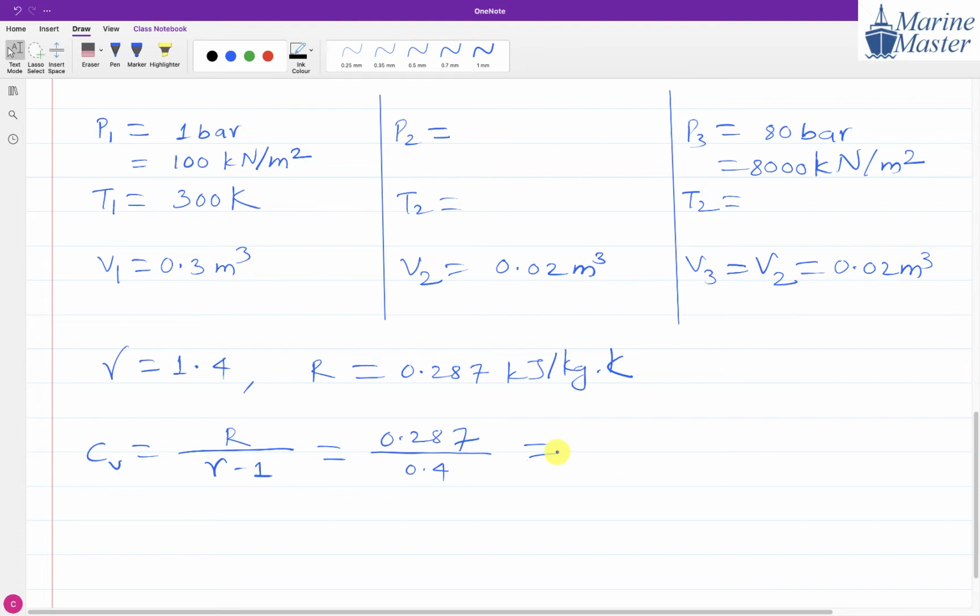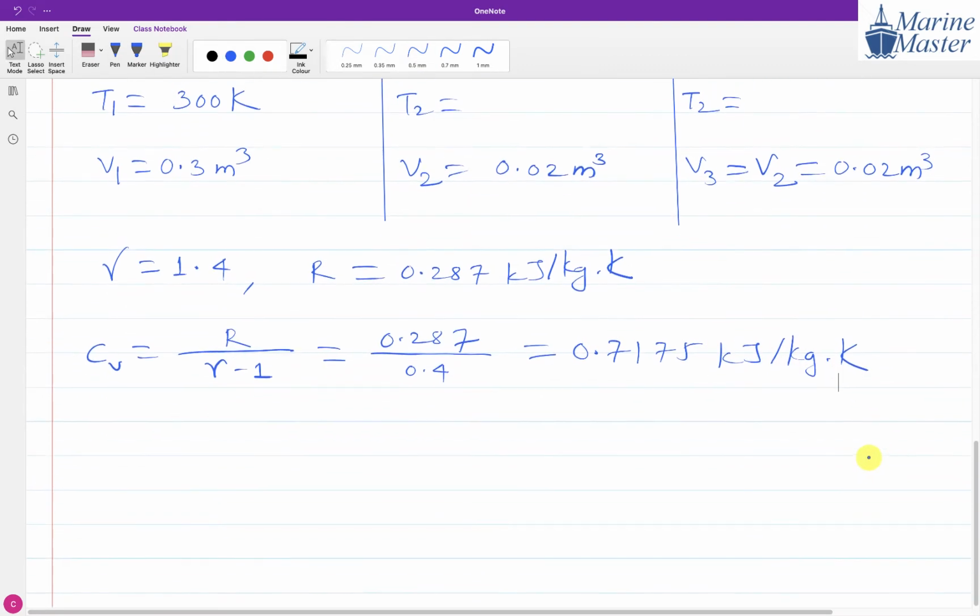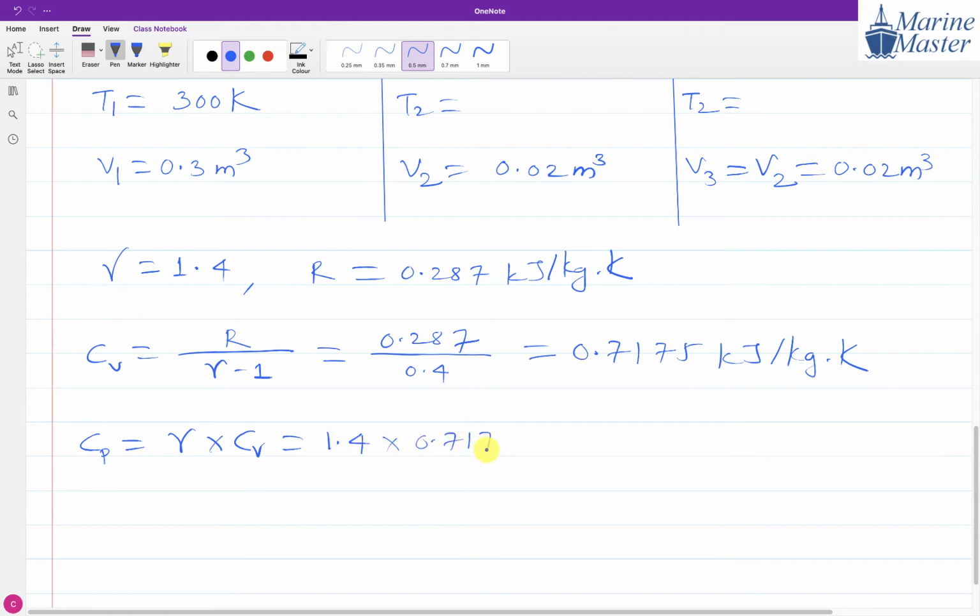Do the calculation with me. Don't just sit idly. If you do the calculation, we will get Cv as 0.7175 kilojoule per kg Kelvin. So we got Cv. Then Cp is equal to gamma times Cv. Gamma is 1.4, Cv is 0.7175. So if you do the calculation, what is the value of Cp?